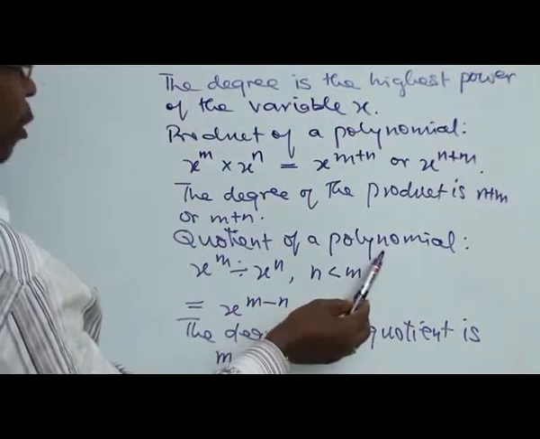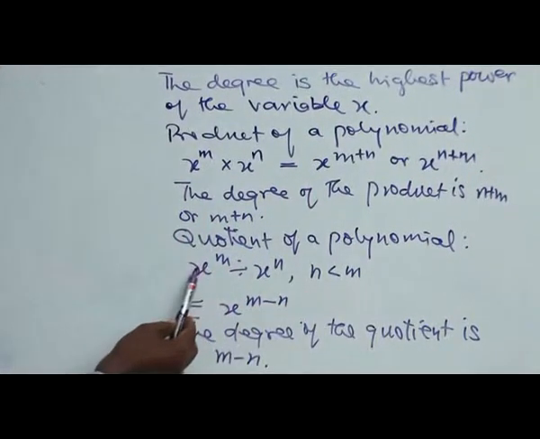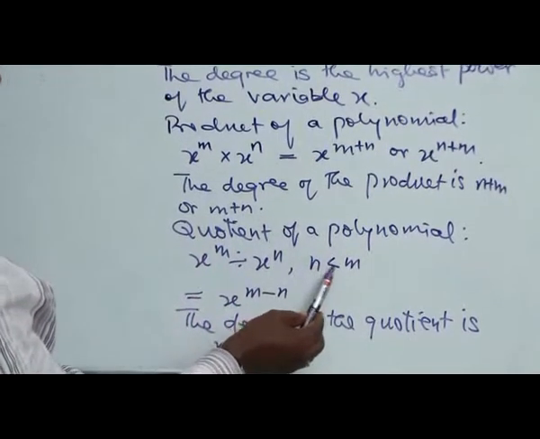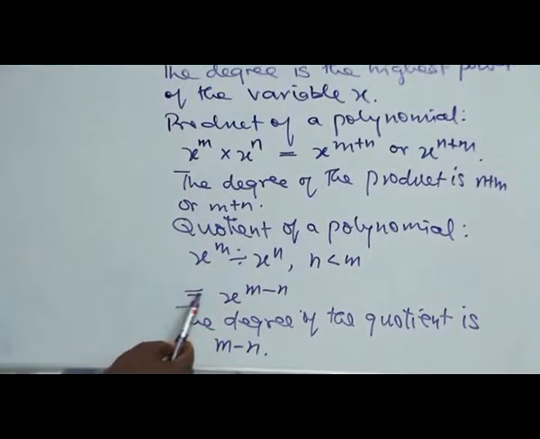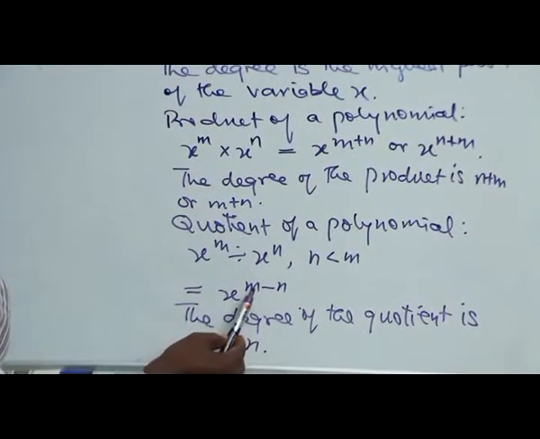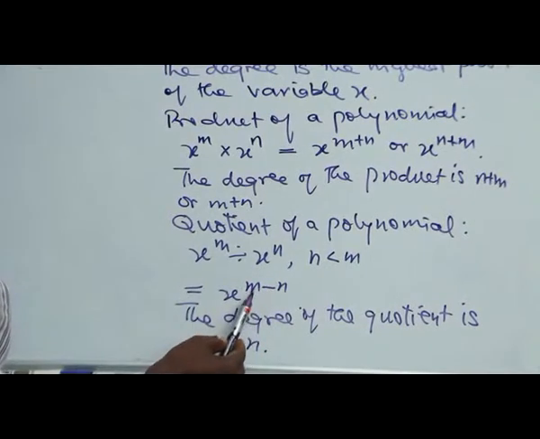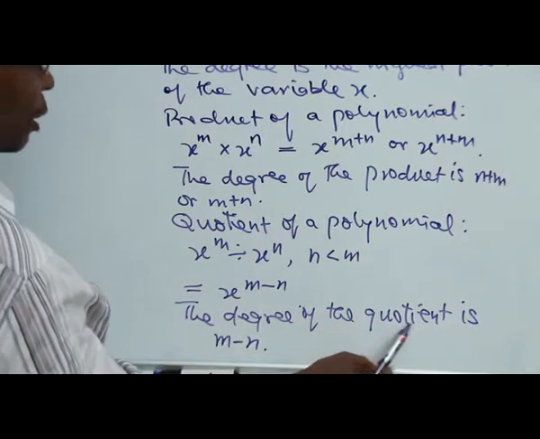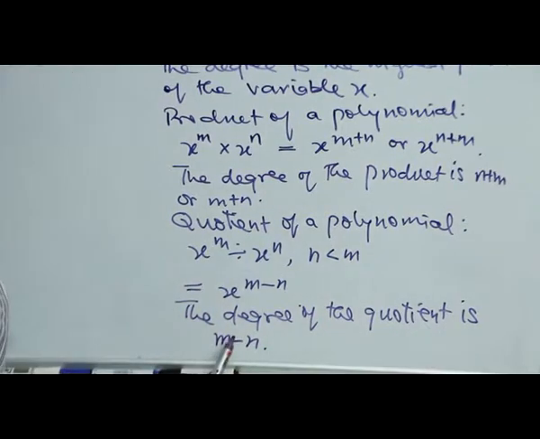Quotient of a polynomial. s^m divided by s^n, where n is less than m, will be equal to s raised to the power m minus n. The same laws of indices, the division law. The degree of the quotient is m minus n.